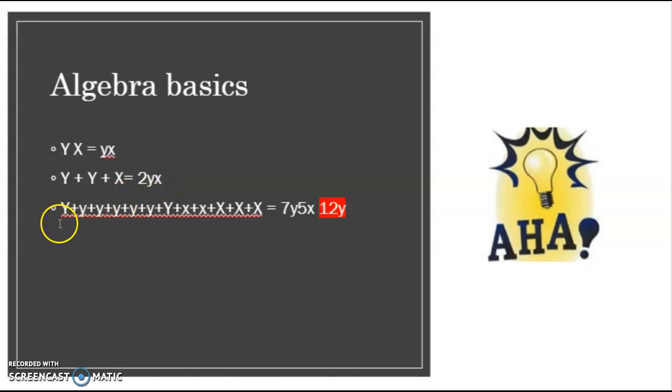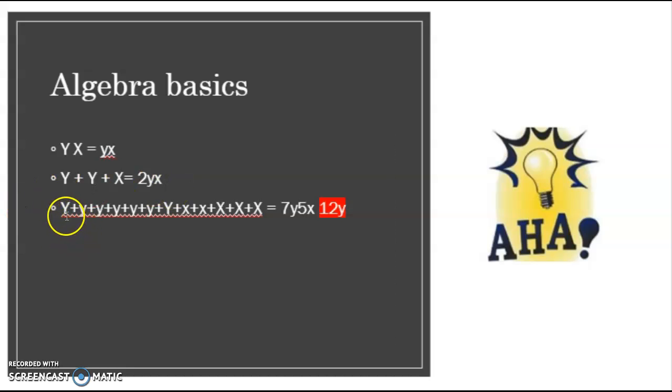Right, so this rule still goes for if you have loads and loads. So don't add them together and go, oh, that's 1, 2, 3, 3yx, because it's not. It's 2y and 1x. You don't need to write the 1 because there's only one of them, so you just write the letter itself.